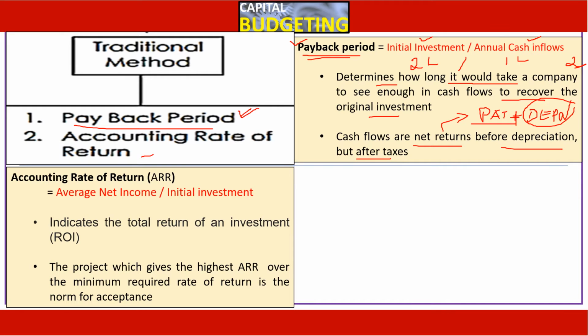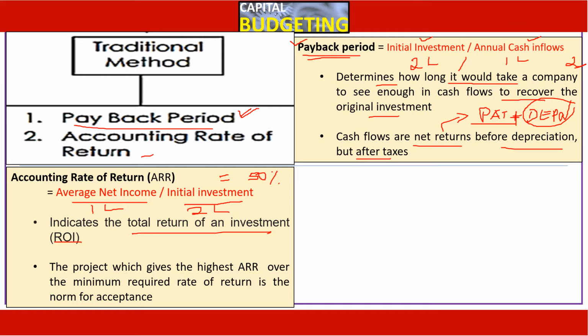Then we have got accounting rate of return. What does it state? It's a simple formula, accounting rate of return. Average net income. What is the annual income on an average basis? And what is our initial investment? As we saw, if annual income is 1 lakh and our initial investment is 2 lakh, our ARR is equal to 50%. As simple as that. It indicates total return on an investment.